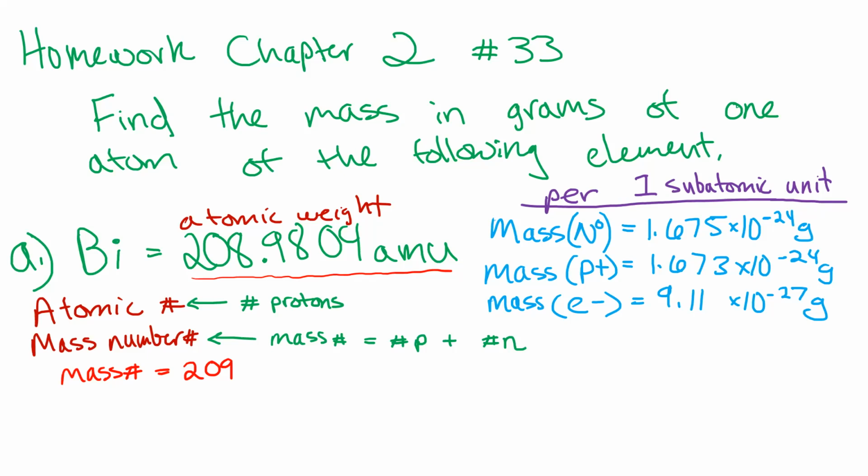And the atomic number, of course, we can get from our periodic table. Let's see, I know I just had it open. The atomic number for bismuth is 83.